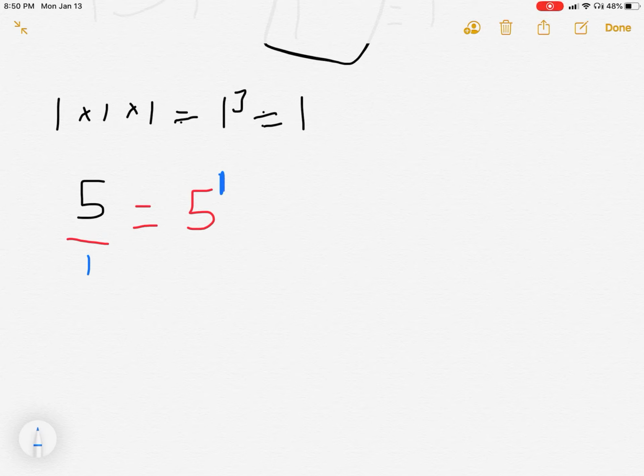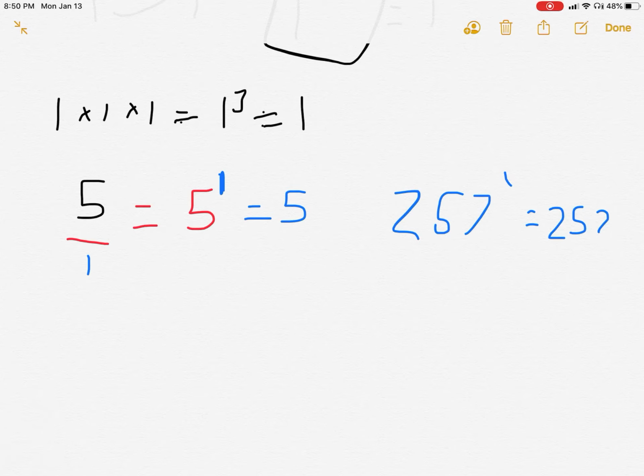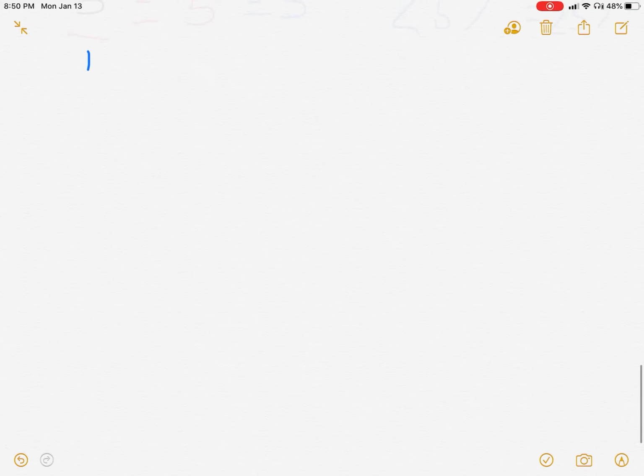So if I wanted to, I could write this as 5 to the first power. If you have anything to the first power, that means that it's going to be the same thing. It's just that number. So 5 to the first power is the same thing as 5 one time. So 5 to the first power is just 5. So I bet you can guess what 257 to the first power is. It's just 257.